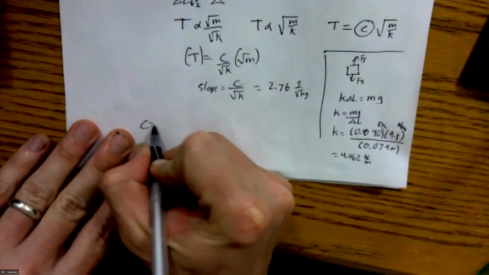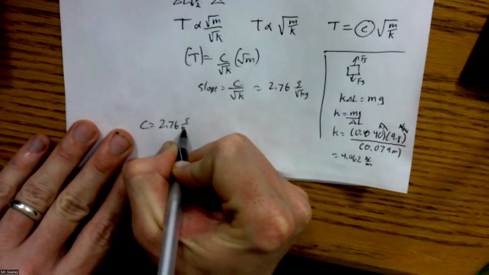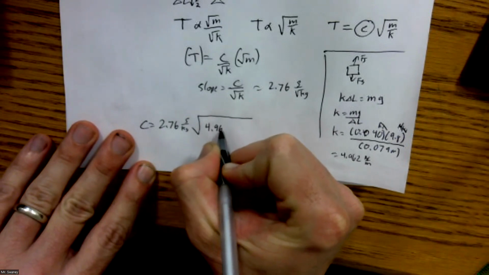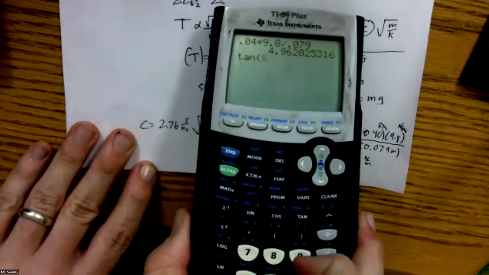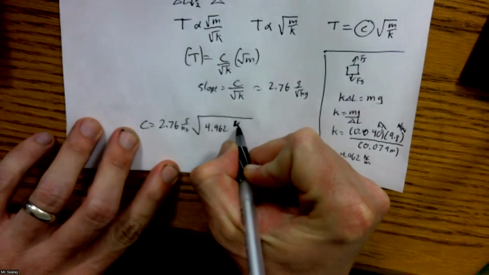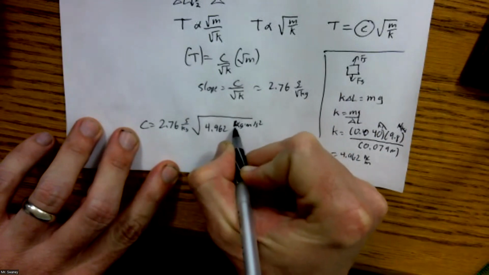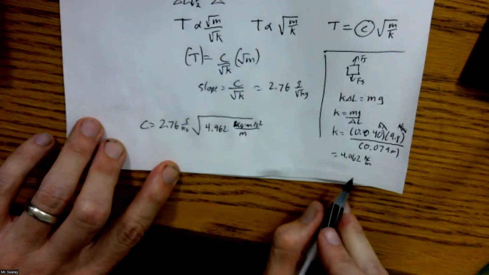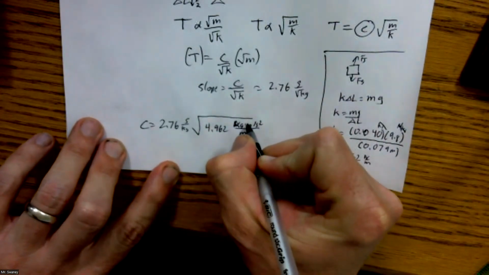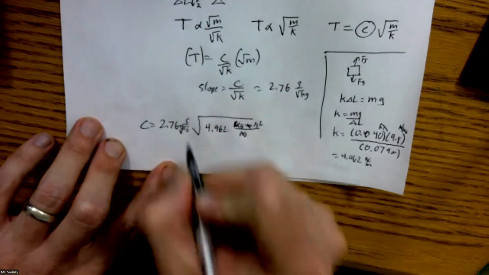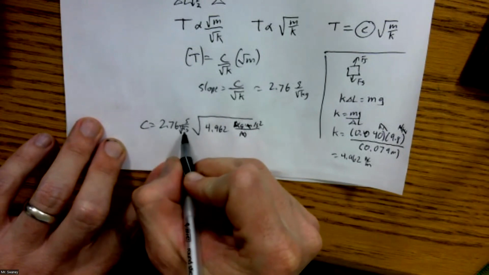We've got to solve for C. C is equal to 2.76 seconds per square root kilogram times the square root of 4.962 newtons per meter. A newton is a kilogram times a meter per second squared, so the meters are going to cancel out. I forgot the square root right here. This is square root kilograms, and they're going to cancel out.